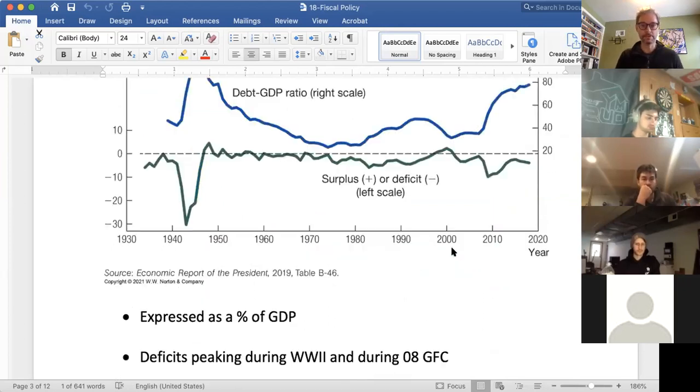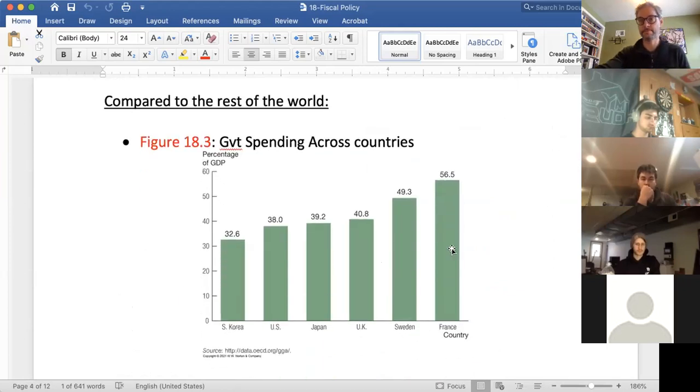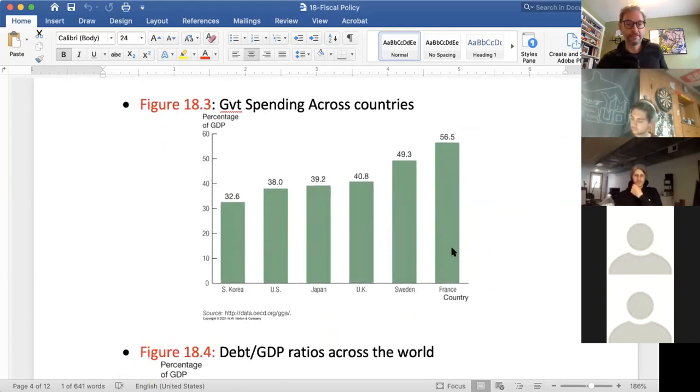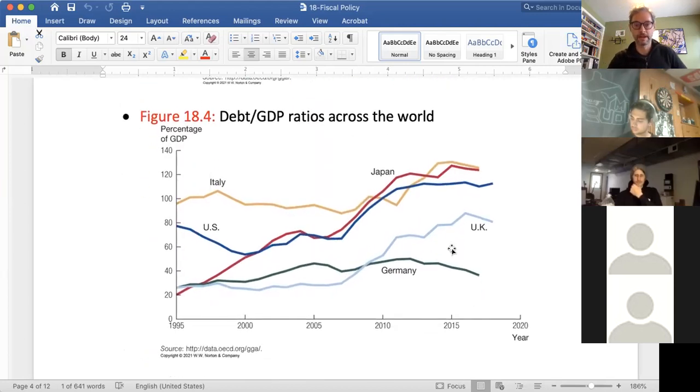How does this compare to the rest of the world? Just to get a basis of comparison here, you see government spending across countries. Listen, the U.S. is a relatively low government spending country, particularly relative to countries like France, where over half of GDP is spent by the government. So the U.S. is relatively a low government spending country.